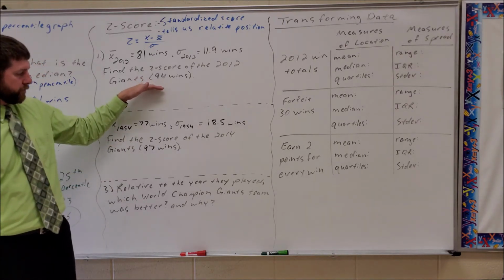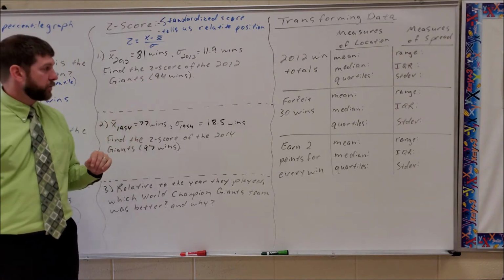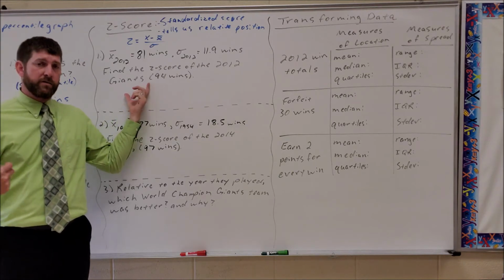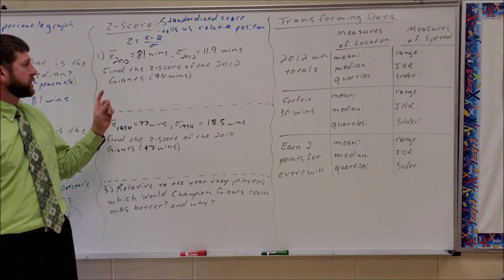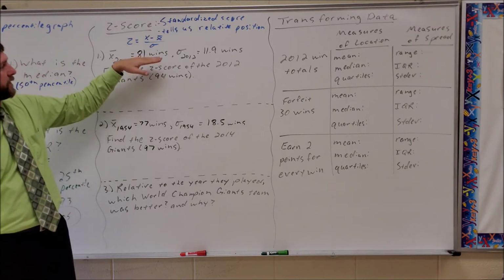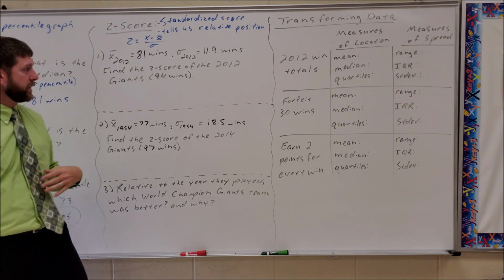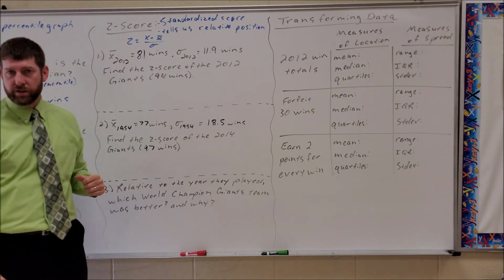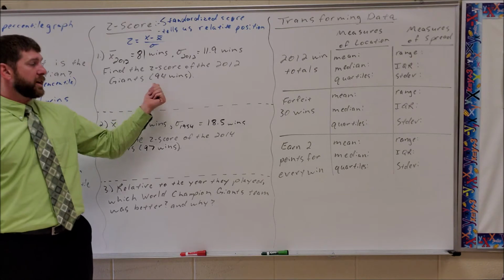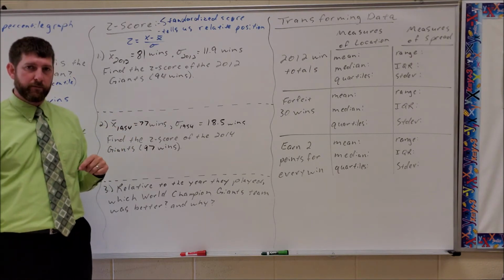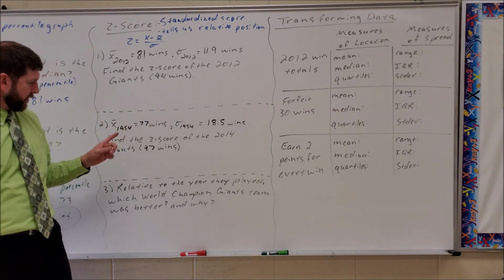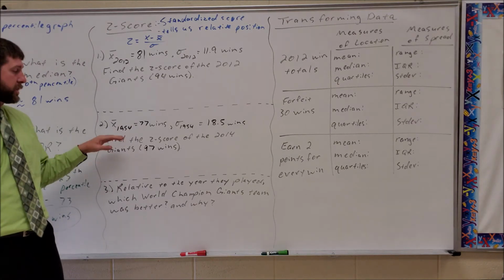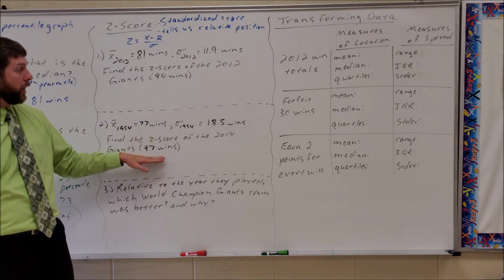All right, so I've got 2 teams that we're going to look at here. So we're going to look at the 2012 Giants. They won the World Series in 2012. The league had 81 wins that year. The standard deviation for number of wins was 11.9, and the Giants had 94 wins. Okay? We're going to compare that to the 1954 Giants, who had 97 wins.